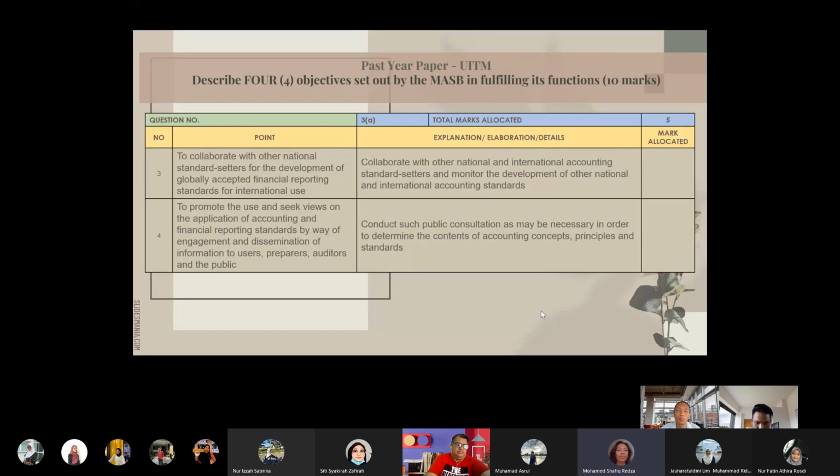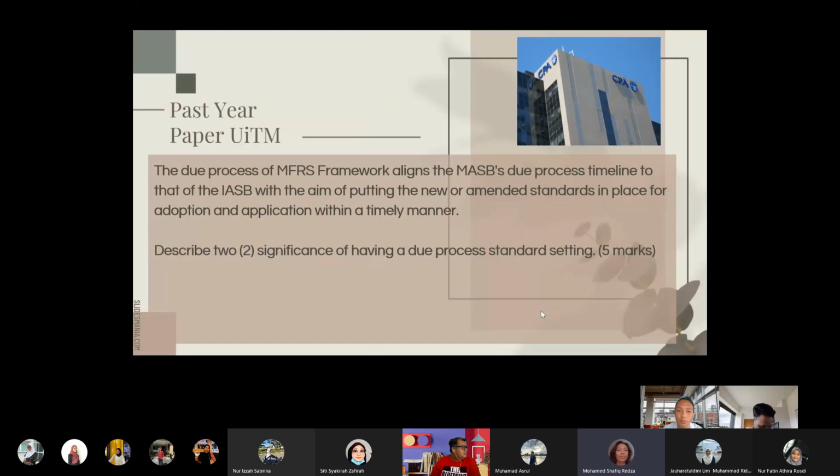Okay, so that's all of me for the profession, and the last presenting. Okay, for the past year paper UITM, the due process of the MFRS framework.